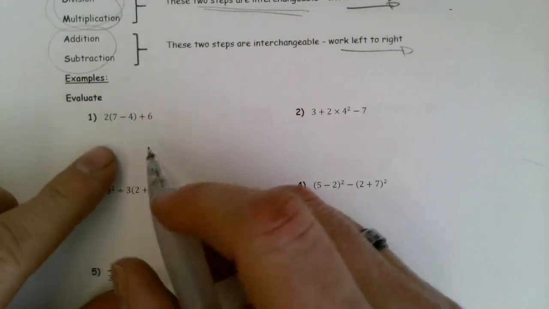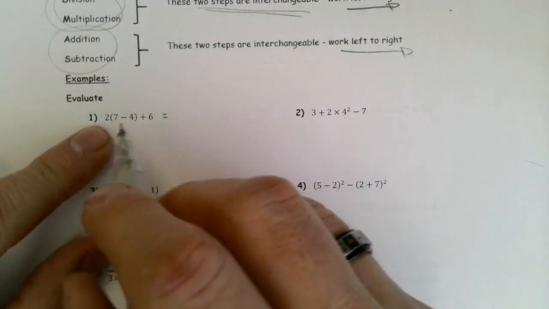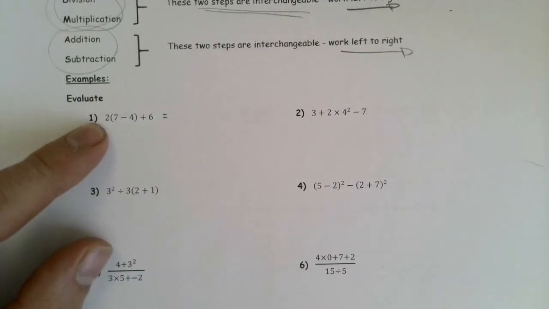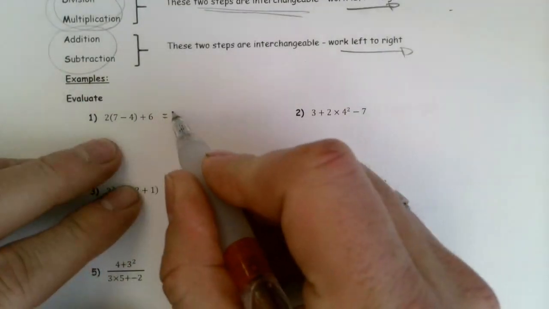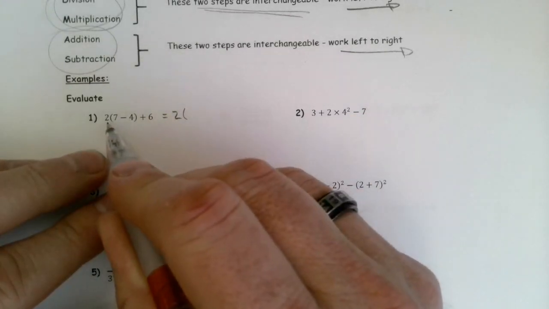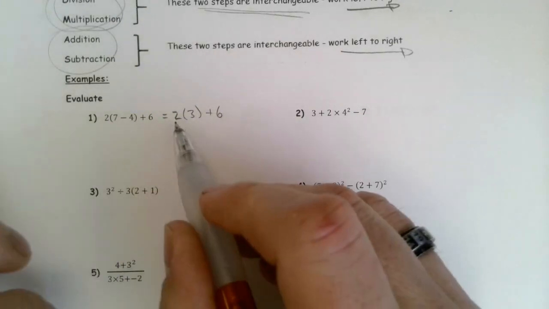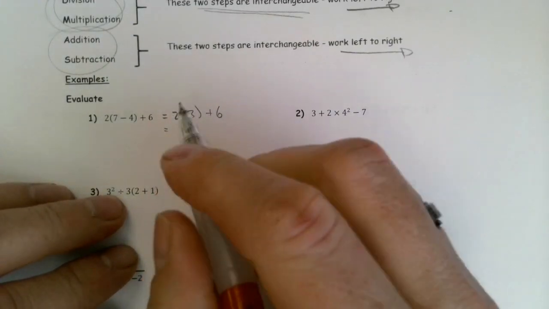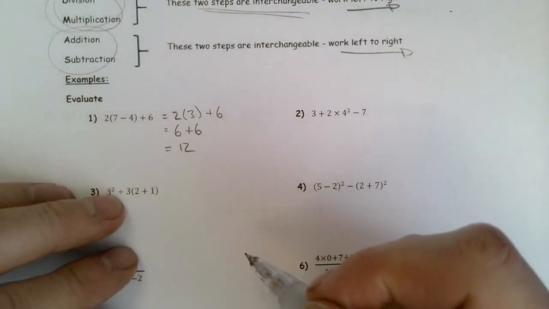Okay, so here we go. We're going to evaluate. First of all, we focus our attention on what's inside the brackets, the parentheses. So 7 minus 4. Even though subtraction doesn't typically come before multiplication, the parentheses do here. So 7 minus 4 is going to be 3. So this becomes 2 multiplied by 3, plus 6. When they're right next to each other, that means multiplication. Then I do this multiplication first because multiplication takes precedence over addition, and that's 6. And then I add those together, 6 plus 6 to get 12.